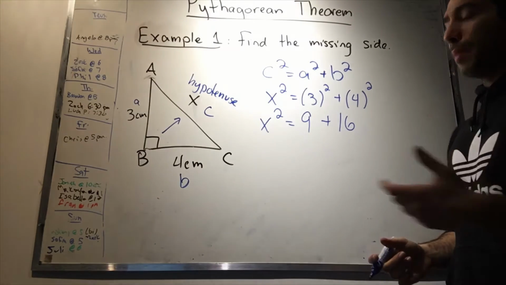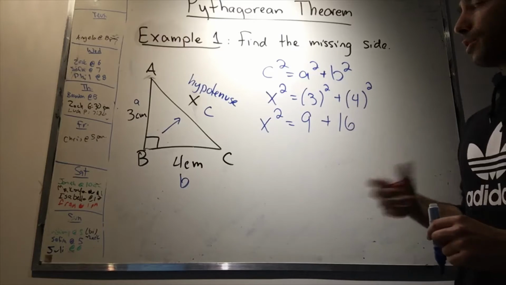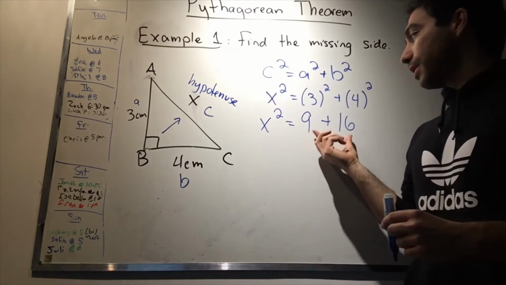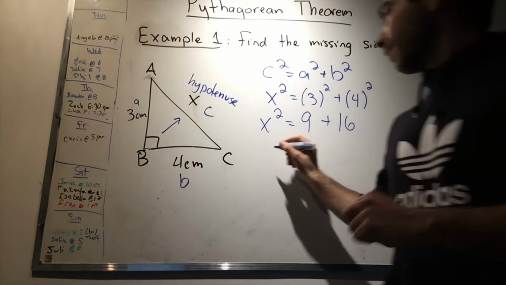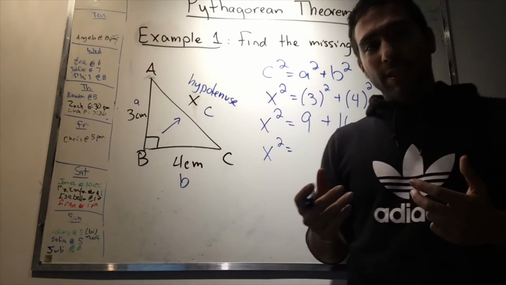Okay, so remember your properties from BEDMAS. You have to do exponents first. So we dealt with our exponents. Now the next property we have to do is the addition. So we have x squared, and we do 9 plus 16. 9 plus 16 is 25.